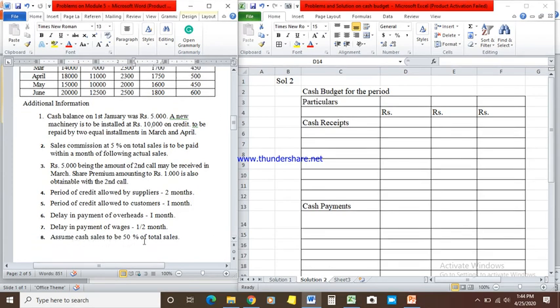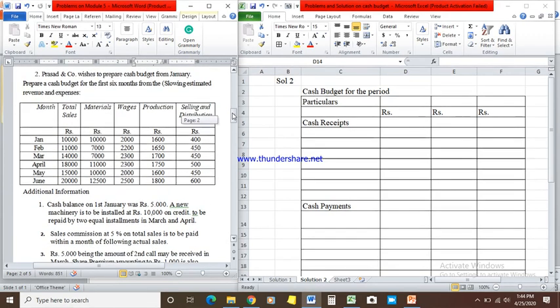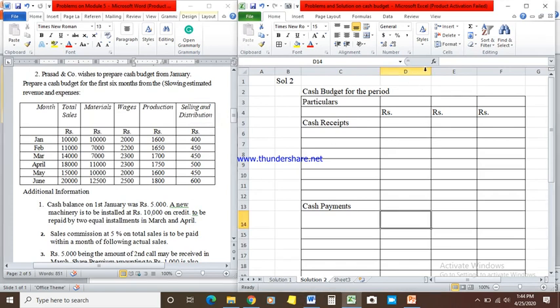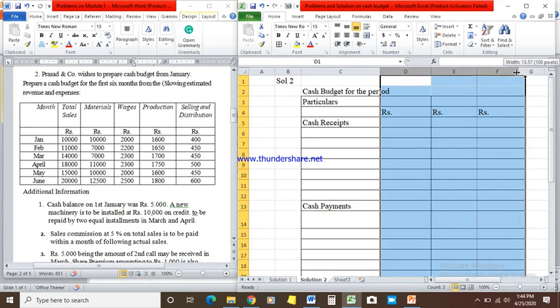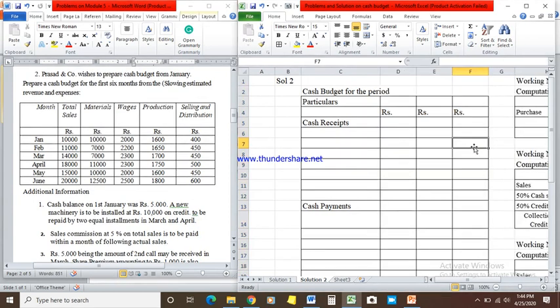Assuming cash sales to be 50% of total sales. If cash sales is 50%, the remaining 50% is the credit sales, and that credit sales amount is going to be collected after 1 month time. So in this problem we need to prepare a cash budget for the next 6 months time. Accordingly, I'll just put the format because it's a 6 months budget.